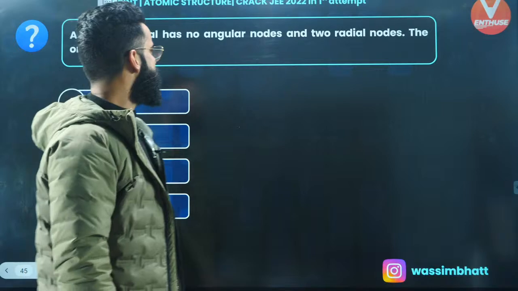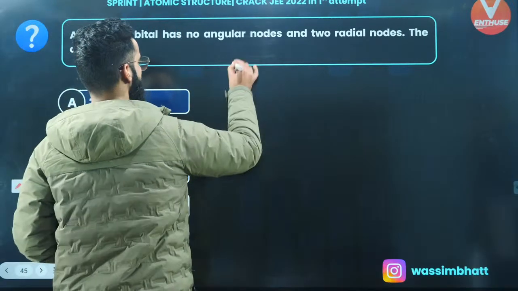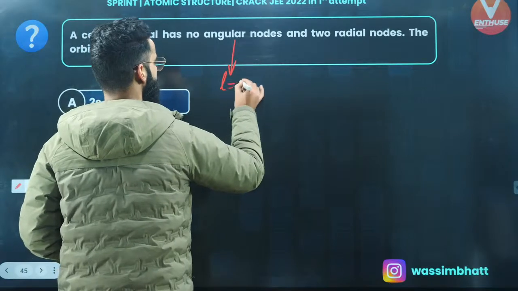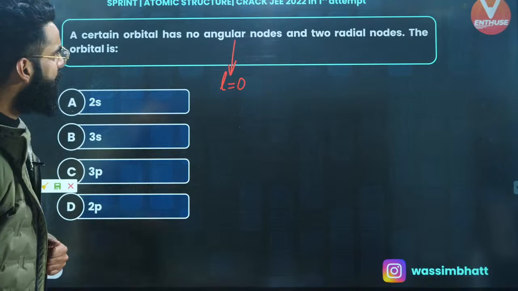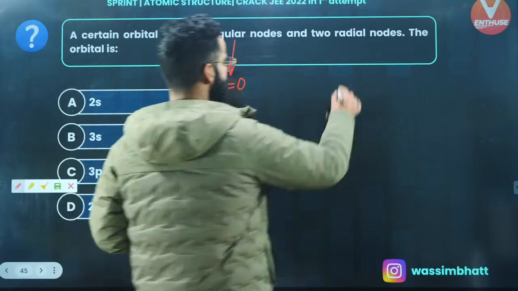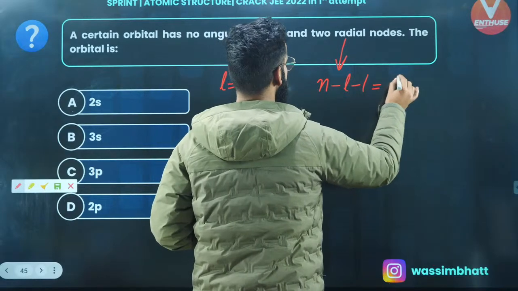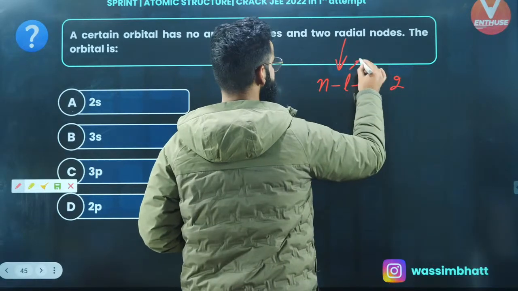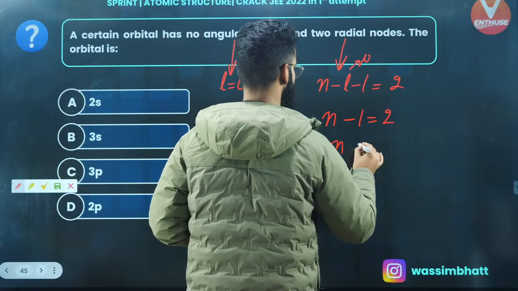A certain orbital has no angular nodes. That means the L value will be equal to 0, right? Because angular nodes are given by the value of L, and two radial nodes. Radial nodes are given by the formula n minus L minus 1, right? And there are two radial nodes. Since L is 0, n minus 1 is equal to 2. So n is equal to 3, right?